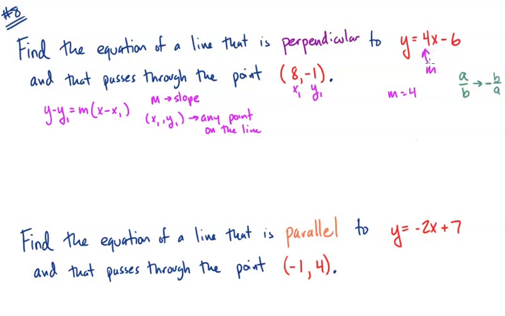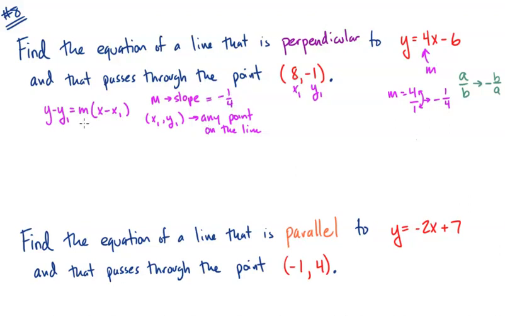So if we come back to this line that has a slope of 4, perhaps we think of that slope as being 4 over 1. Its opposite reciprocal would be negative 1 over 4. We're going to flip that around: take the 1, put it on top, take the 4, put it on the bottom, and change it from being positive to negative. And now that is the slope that we're going to use in our new line's equation. So our slope will be negative 1 over 4.